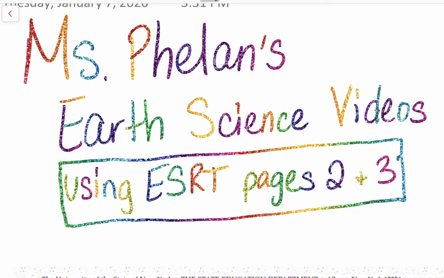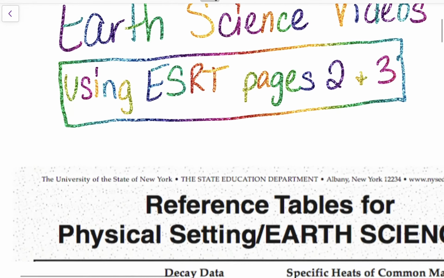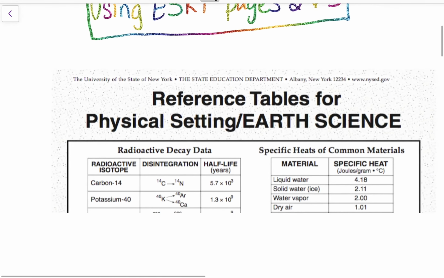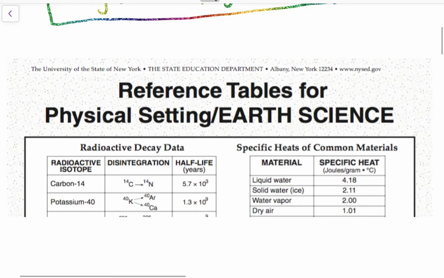In this video, we will be talking about how to use your ESRT page 2 and 3, which have the maps of New York State. So before you continue watching this video, please make sure that you have your Earth Science reference table out in front of you so that you can follow along in the video by looking at your own reference table.